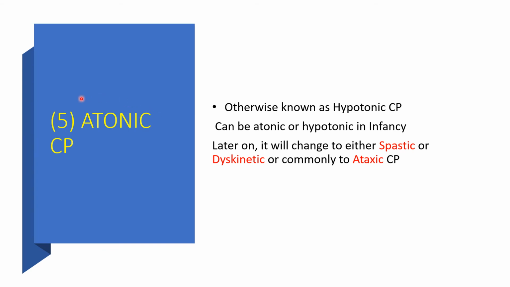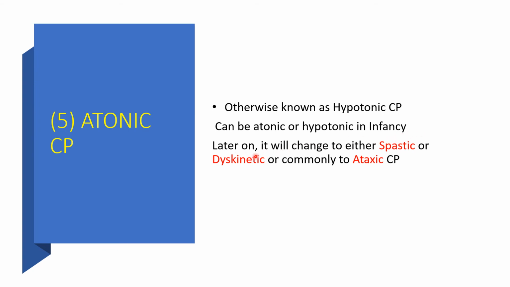Now, this fifth one that I've put up here is known as atonic cerebral palsy, but follow me on why those pediatricians and neurologists will be right. Here it is known as hypotonic cerebral palsy. It can be atonic or hypotonic in infancy. Now, the reason why they might be right and limited to 4 is this.